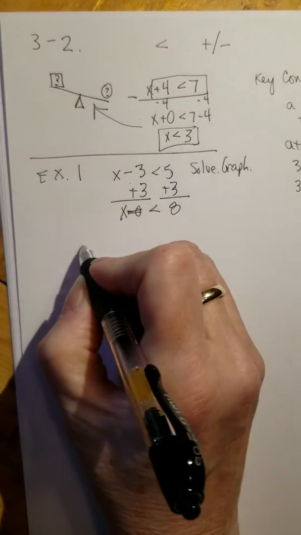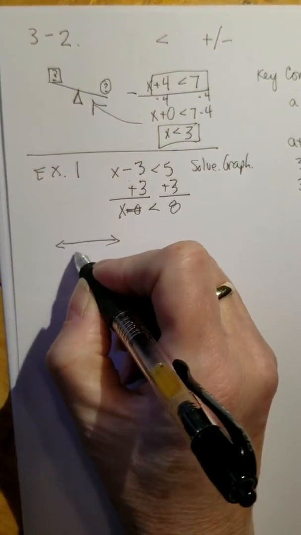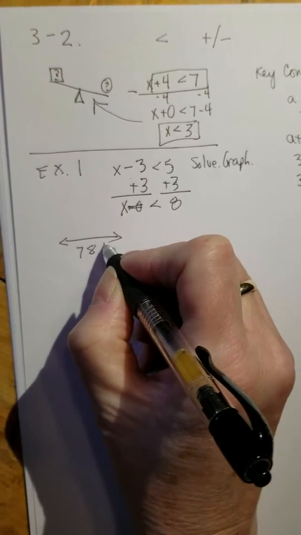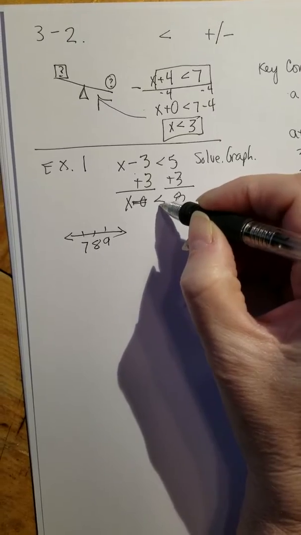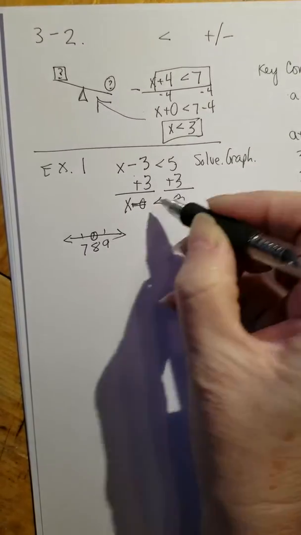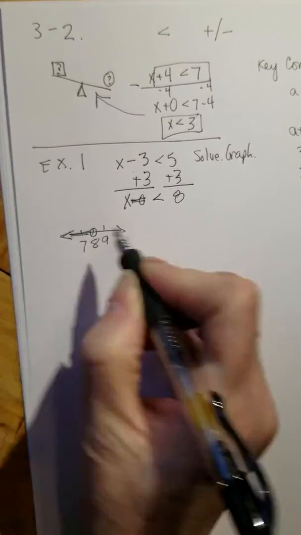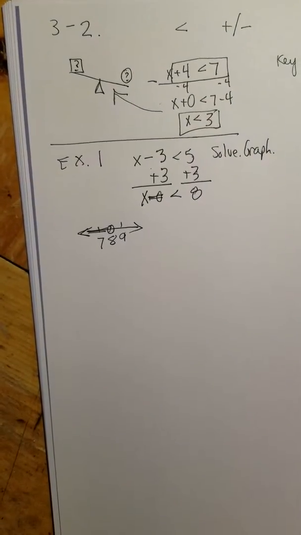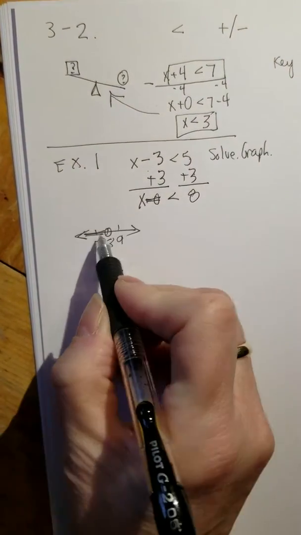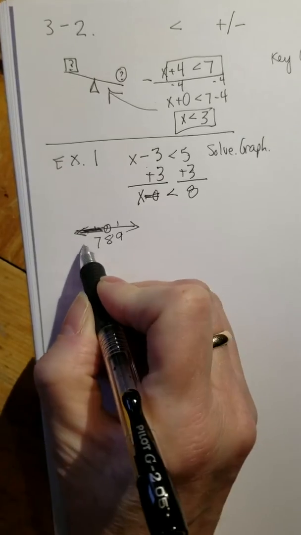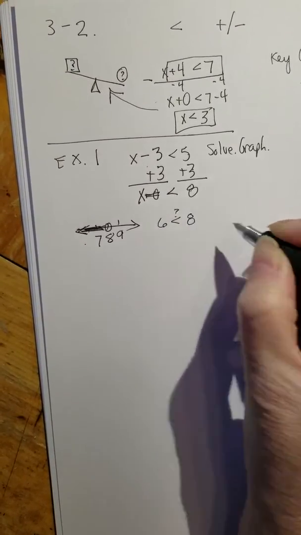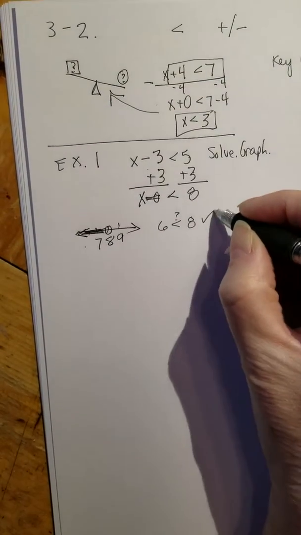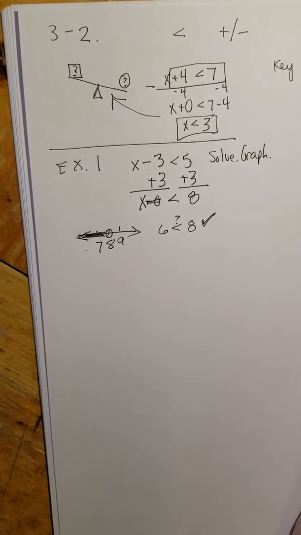Now we have to graph it. 7, 8, 9. It's not an equal, it's just a less than, so that's an open circle. It's less than 8, so it goes that way. We check it by grabbing a number over here. I'm going to grab 6. Is 6 less than 8? Yes, it is. Okay. So 6 is less than 8.